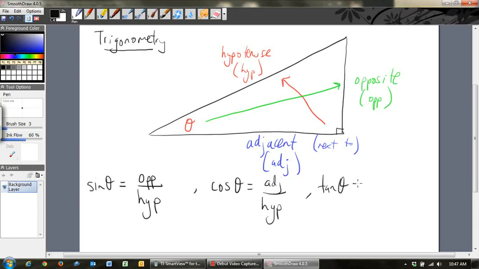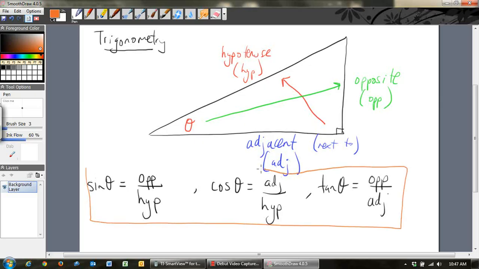Lastly, the last one is called tan theta. And you've probably seen these three buttons on your calculator. I always wondered what they were. Tan theta is the ratio of this side over here, this vertical side, and this horizontal side here. And so it's equal to opposite over adjacent.